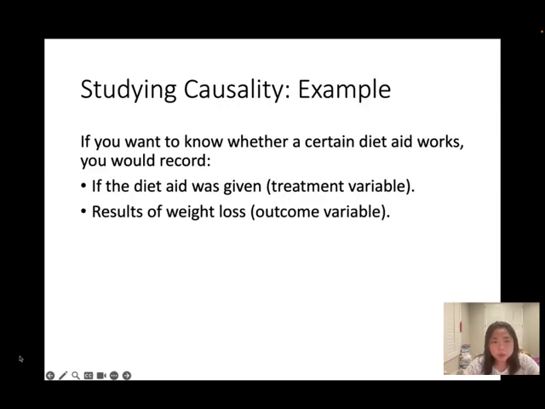For example, if you want to know whether a certain diet aid works, if diet A was given, this is the treatment variable. And what is the result? The result of weight loss, so this is going to be the outcome variable. So we want to see whether the treatment variable causes change in the outcome variable.